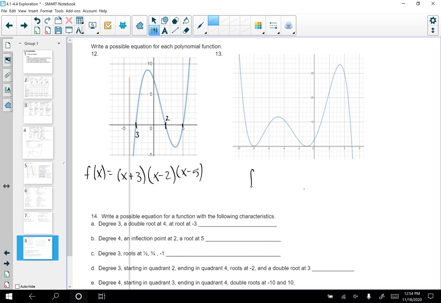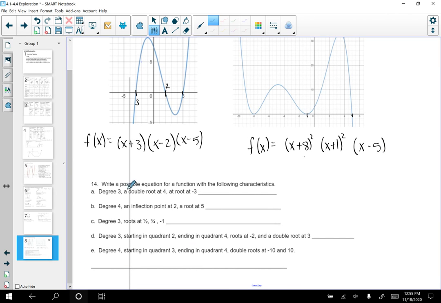This one, I see I have a repeated 0 at -8, so I'm going to do x plus 8, and then since it repeats, I'm going to square it. And again, that happens at -1, so x plus 1 squared, and then we see just a single 0 at x equals 5.